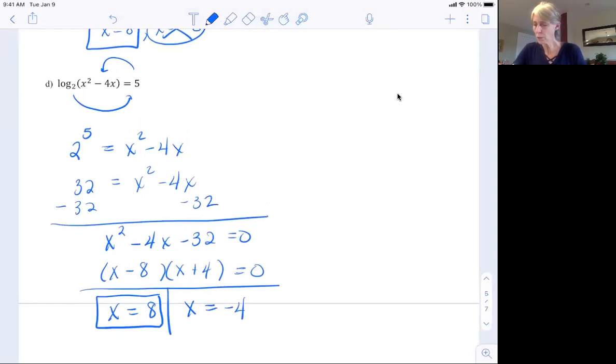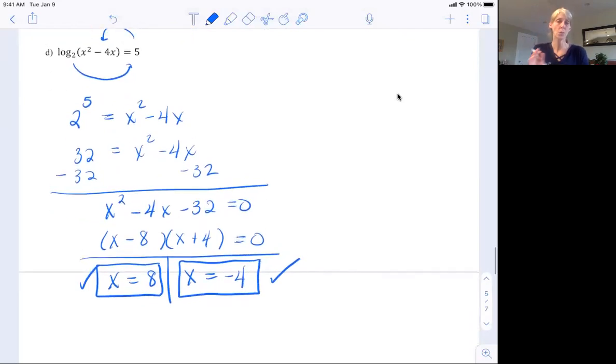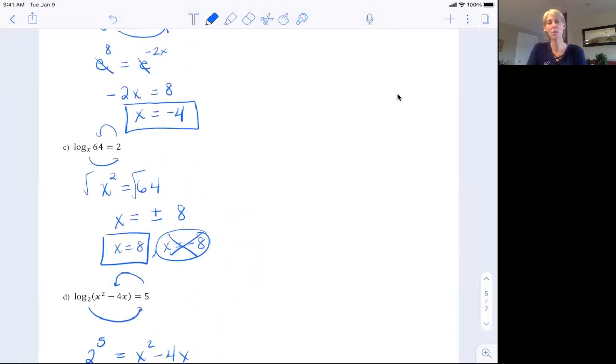When I plug in negative 4, negative 4 squared is 16. Oh, I feel like that shouldn't work. But it's going to be 16 plus 16. So that answer does work. So both of those numbers, when I plug them in, negative 4 squared is 16, and 16 minus negative 16 is 16 plus 16. So that one works. So even though I get a negative value here, as long as it makes your argument positive, you're safe.